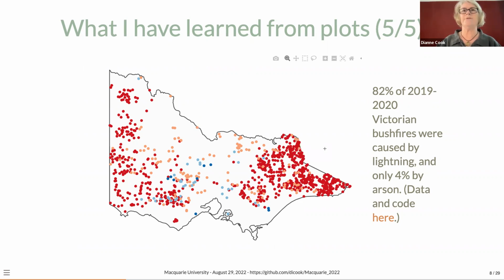And only 4% from arson. And the light blue here is the arson. And the arson points are close to some of the major centers. So overwhelmingly, the data tells us that lightning was the cause of the bushfires, as opposed to others.